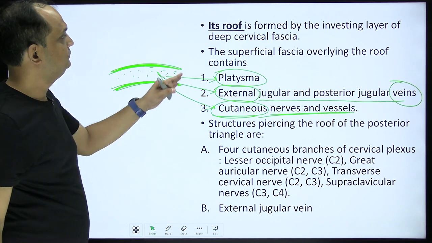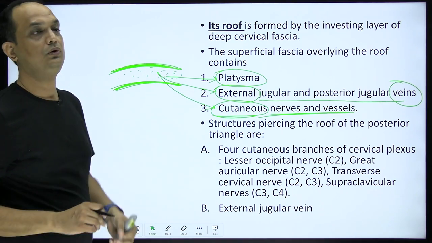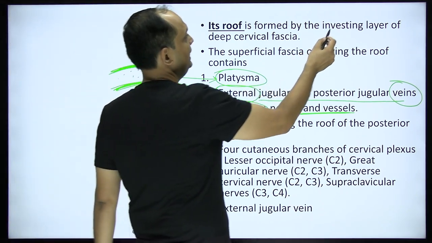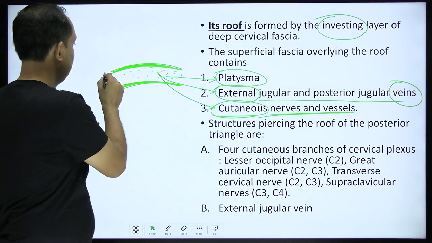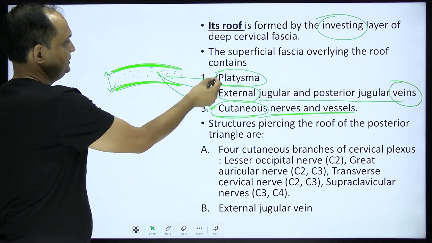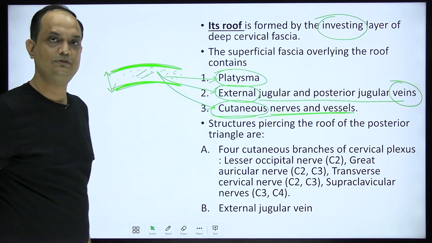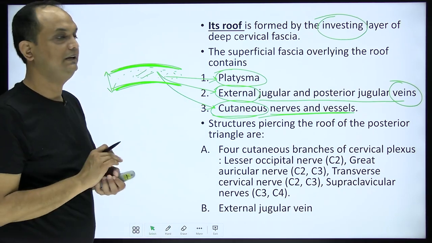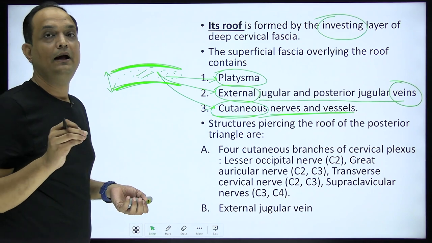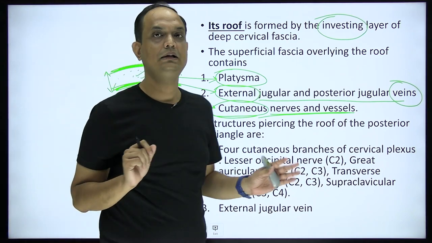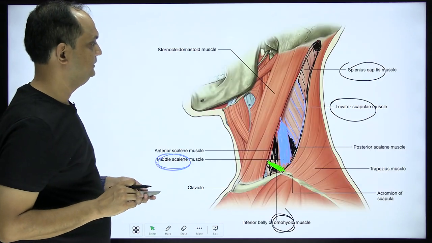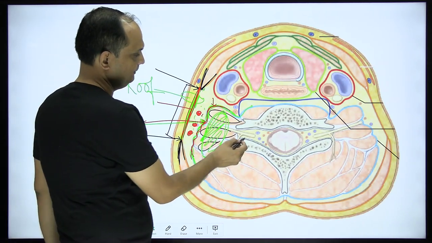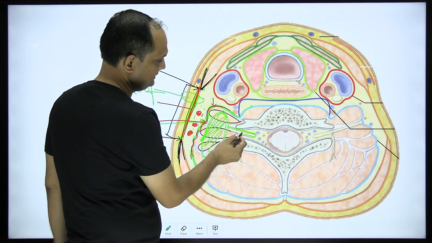So, this is what is actually the roof, which is mainly formed by the investing layer, and from investing layer to the skin, you have these structures lying in the subcutaneous space. The structures piercing the roof. देखिए, एक बड़ी important सी बात है कि जितने भी nerves हैं, ये nerves कहाँ से arise हो रही हैं? All the nerves are coming from here. You can see that this is the nerve.